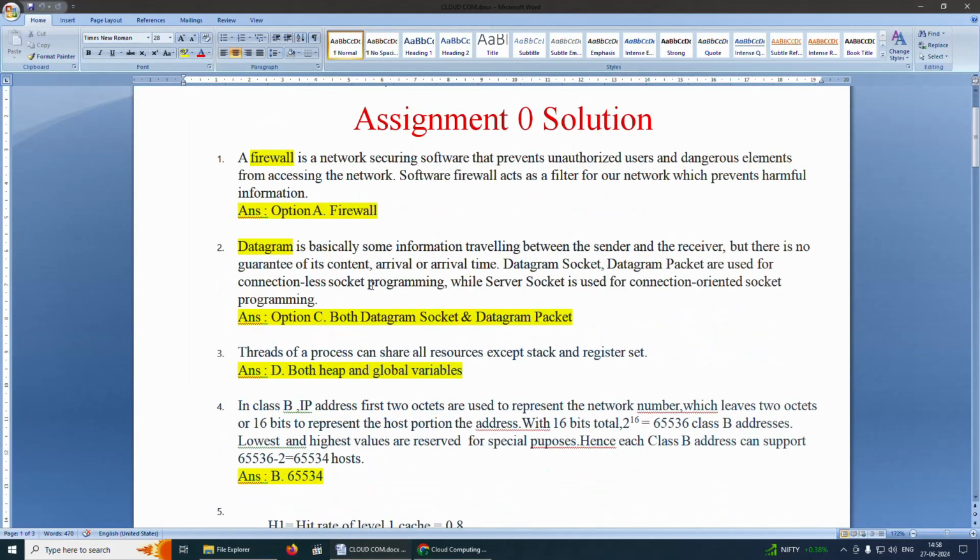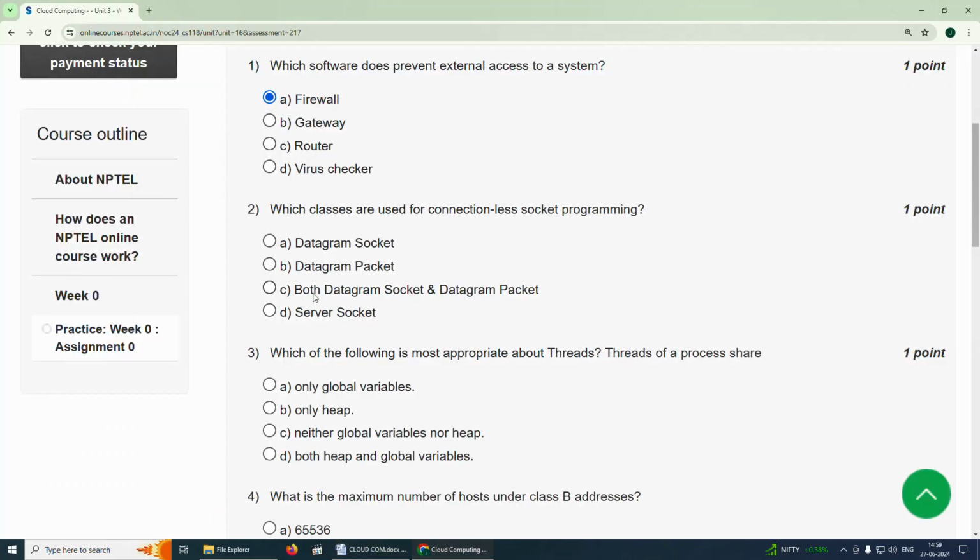A datagram is basically some information traveling between the sender and the receiver, but there is no guarantee of its content, arrival or arrival time. Datagram socket and datagram packet are used for connectionless socket programming, while server socket is used for connection oriented socket programming. So the answer is option C, both datagram socket and datagram packet.